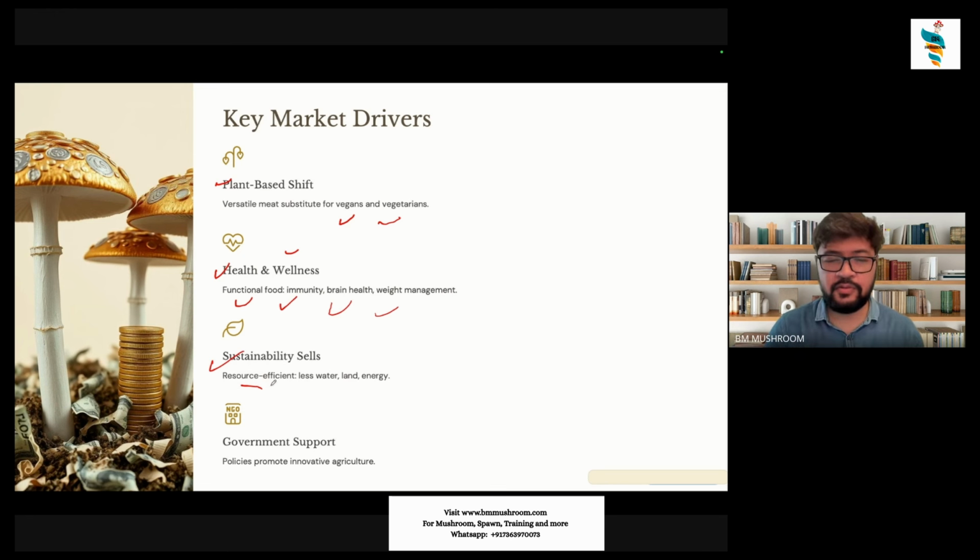Definitely, moving forward, I will teach you how to grow mushrooms. Resource efficient. We have a tremendous amount of resource, and it needs less water. If we compare it with other agricultural products, growing mushroom requires less water, requires less land, and energy consumption is also much lower. So these are the things which actually make it quite popular.